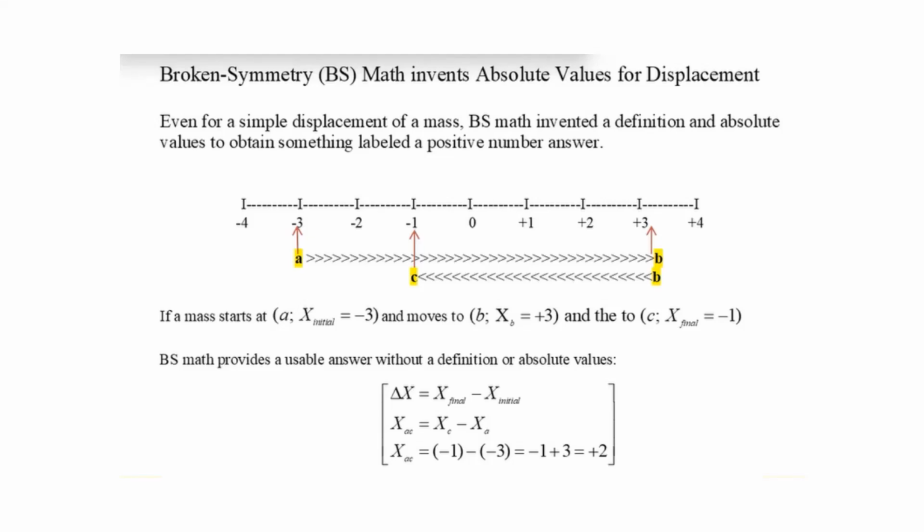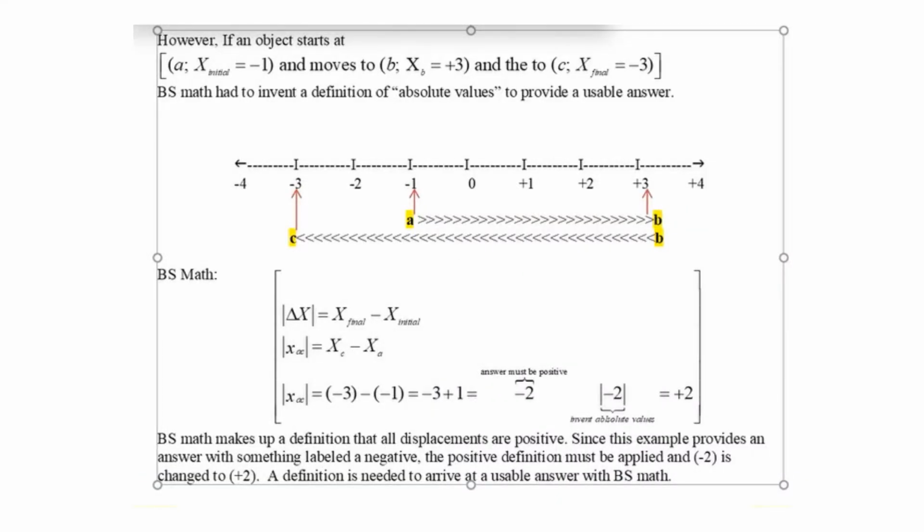The answer is correct, but the math is illogical. However, if an object starts at -1 and moves to +3 and then back to -3, BS math had to invent a definition of absolute values to provide a usable answer, because now you have a -3 and then a subtraction operator multiplied by a -1, which changes it to a positive, and the answer comes out to be -2.